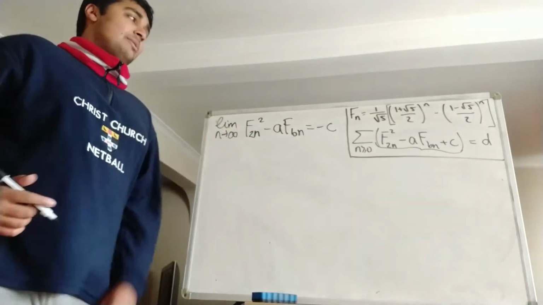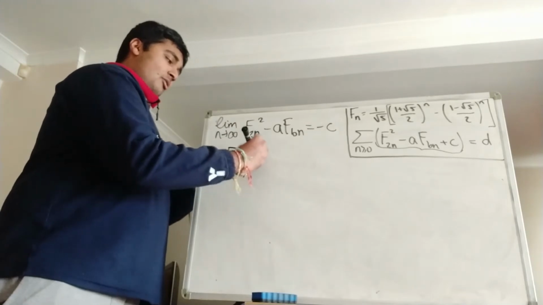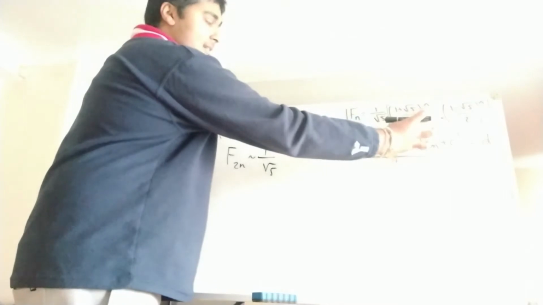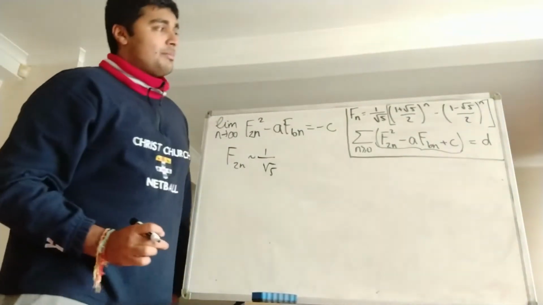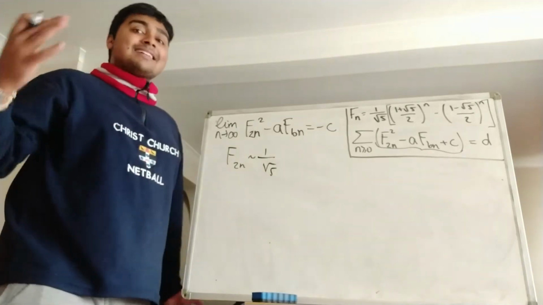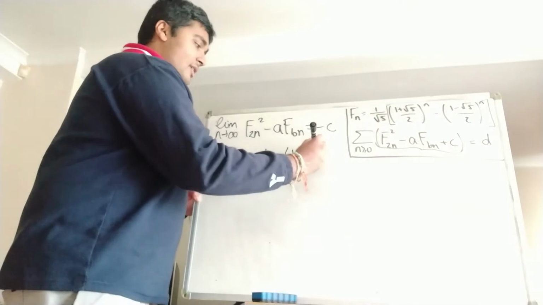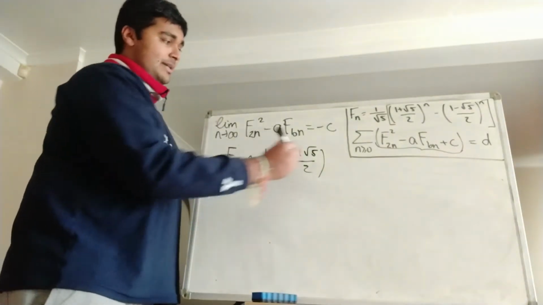So firstly, (f_{2n})^2. Well, just using our formula, we know that f_{2n} is approximately 1 over root 5 times this term here. Because we're looking at large n, we can just ignore the ((1 minus root 5) over 2) to the n term, because that's going to tend to 0. So we simply have 1 over root 5 times (1 plus root 5) over 2, but instead of to the n now, we have 2n, because we have f_{2n} here.